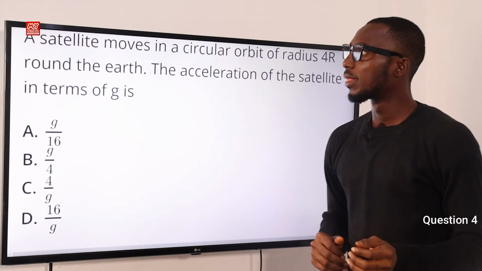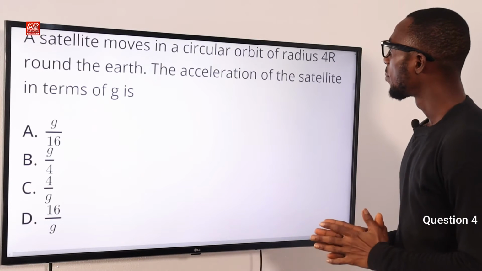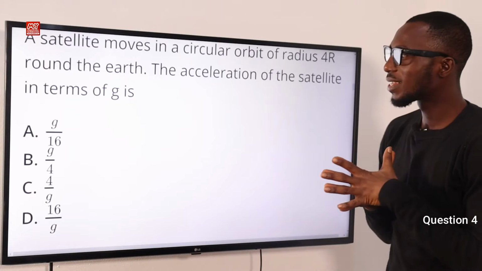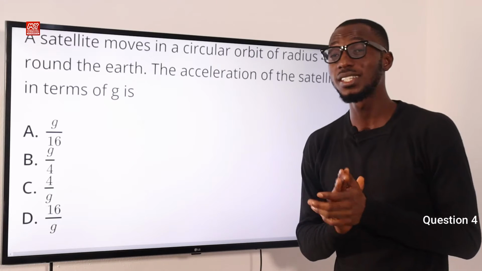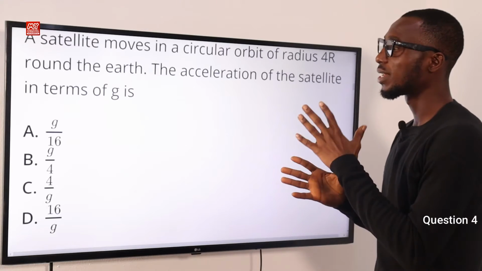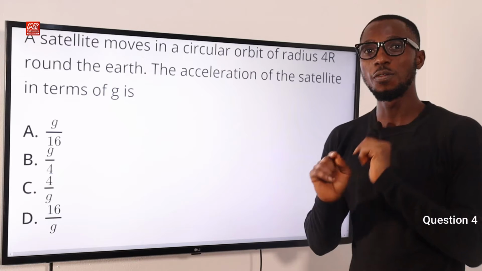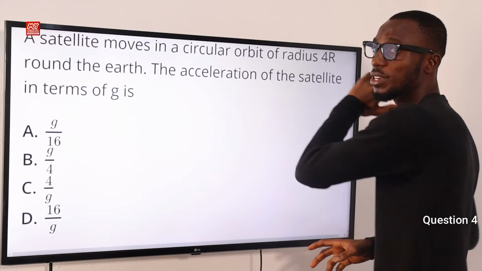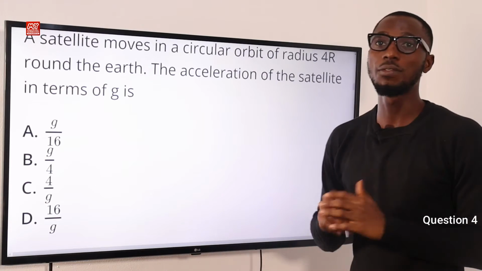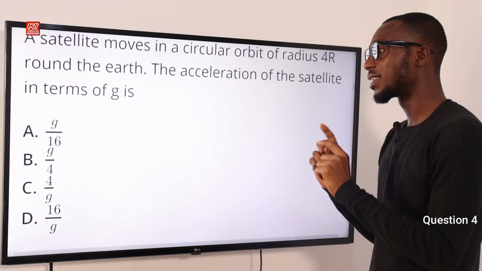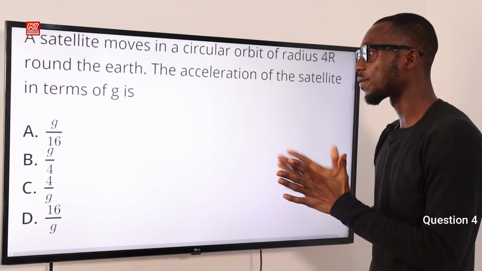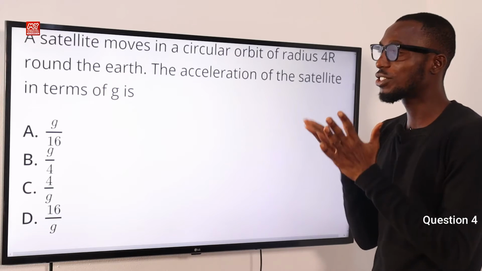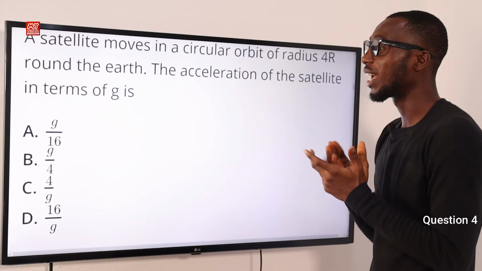Number 4. A satellite moves in a circular orbit of radius 4r around the Earth. The acceleration of the satellite in terms of g is what? This is a very simple formula. The acceleration in terms of g will just be g over r squared. We're given the value of the orbit's radius. The radius here is 4, so that will be 4 raised to power 2. I remember I said g over r squared, so r is given as 4. 4 raised to power 2 is 4 times 4, that is 16. So your answer is g over 16. The correct option here is option A.